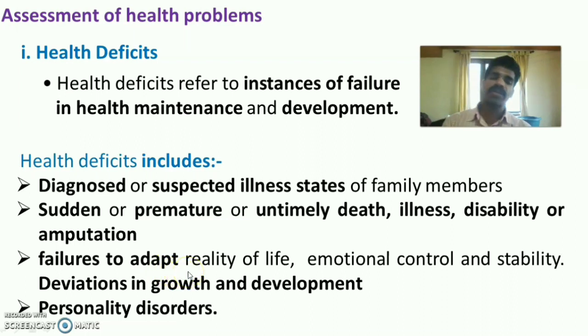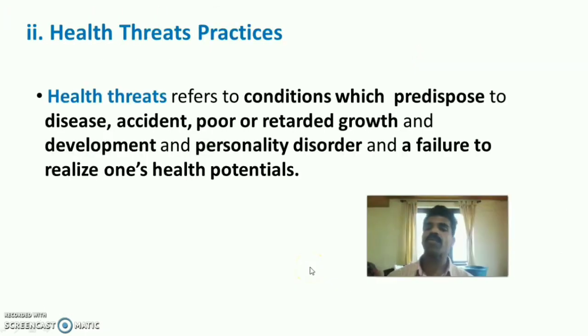Then failure to adapt to the reality of life by the family members. When the family members fail to accept, adapt or adjust to real life, that also leads to health deficit. Then emotional control. When the family members fail in emotional control and maintaining stability, that all will lead to health deficits in the family. That is, deviations in the growth and development of the family members, personality disorders among the family members, etc. all come under health deficit. So it refers to the instances of failure of the family members in health maintenance and health development.